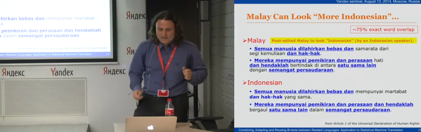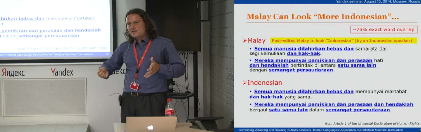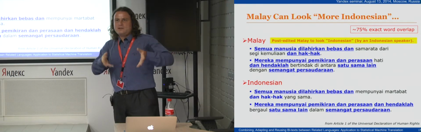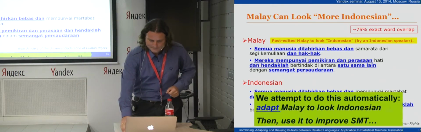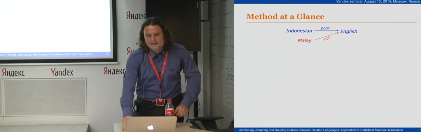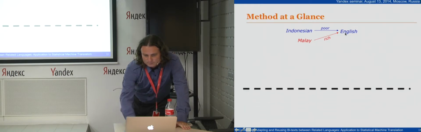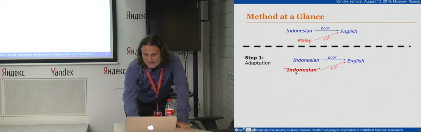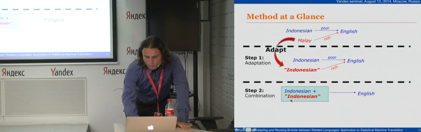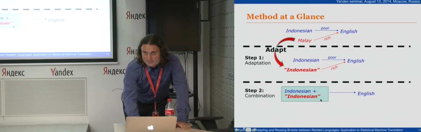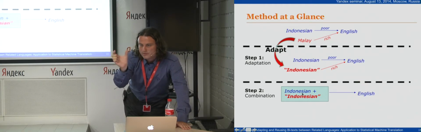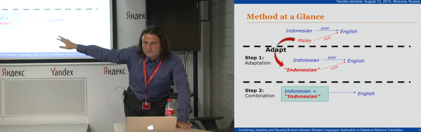So the idea is that you want to translate Indonesian English, and we have Malay English data. Can we adapt this Malay a little bit to look more like Indonesian, and then train a machine translation system on that? So this is the scenario. You have Indonesian English, that's the resource poor language pair, and Malay English, that's resource rich. We translate this Malay into something that looks like Indonesian. And finally, we combine this Indonesian and the Indonesian that comes from Malay, and we build a system to translate from Indonesian to English using both the small good Indonesian data and the big but potentially noisy data that we have generated.